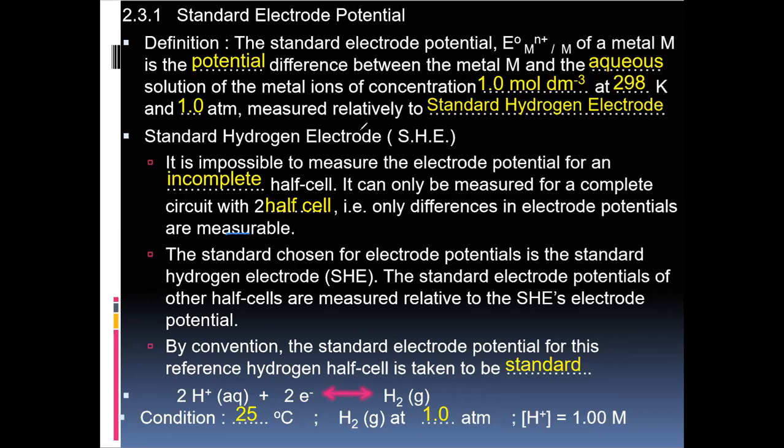So let's see what a standard hydrogen electrode is all about. It is impossible to measure the electrode potential for an incomplete half cell. It can only be measured for a complete circuit with 2 half cells. That is, only differences in electrode potentials are measurable. So the standard chosen for the electrode potential is a standard hydrogen electrode. It's not possible for me to measure just one cell.